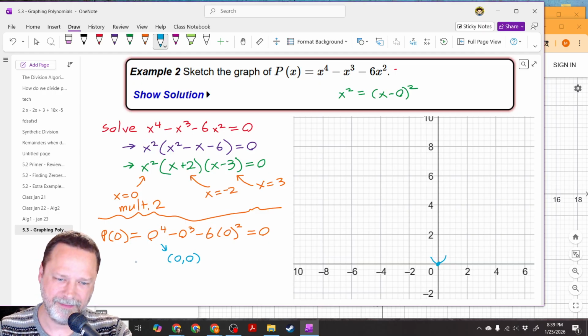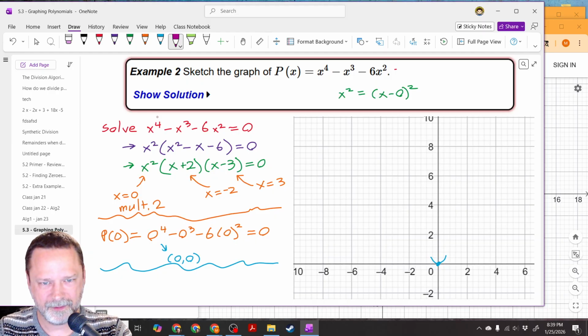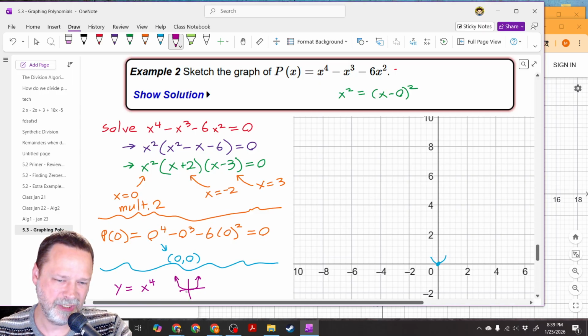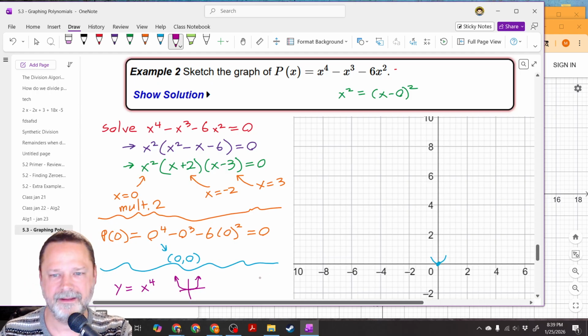So I know my end behavior. I guess since I'm talking about that, what's our end behavior? We have x to the 4th as my leading term. y equals x to the 4th. If I was going to graph that, it would be like a wide U, like a parabola, but a little wider at the bottom. So I know on my left side, as I go left, it's going to increase. As I go right, it's going to increase. I know that. Okay. So let's see what else we got.